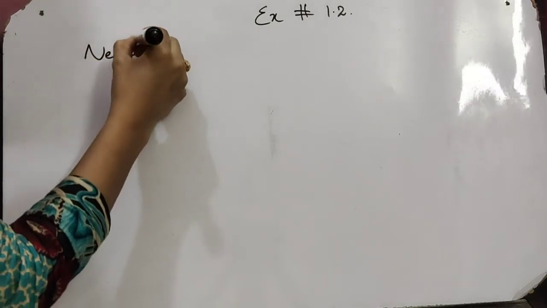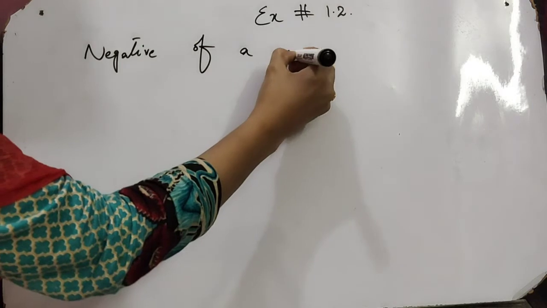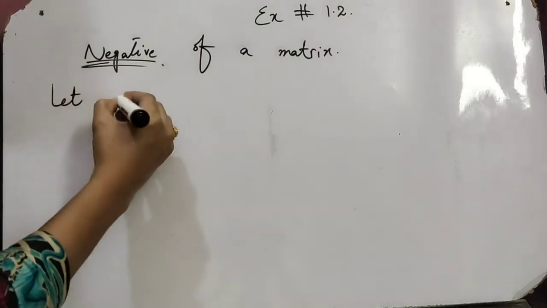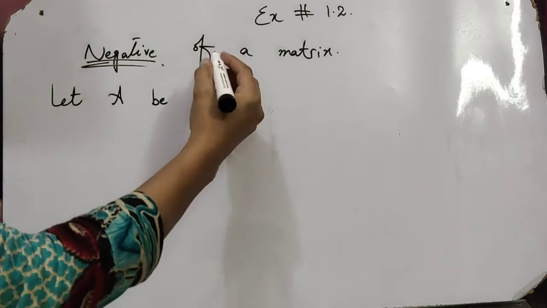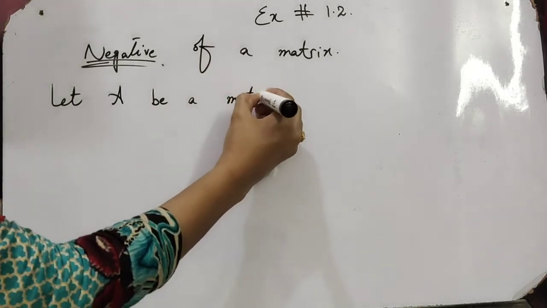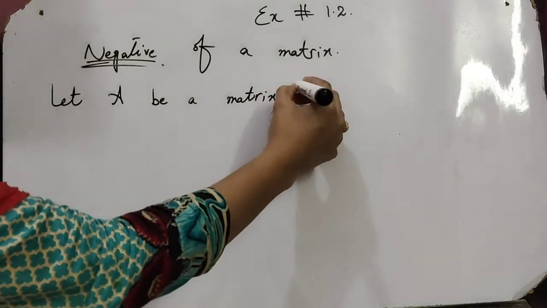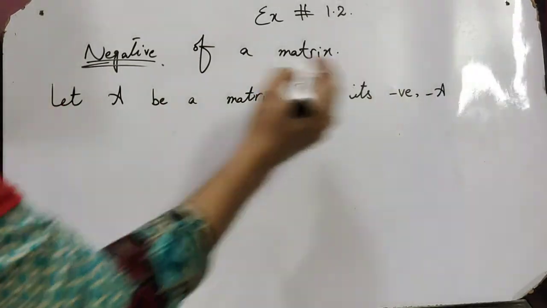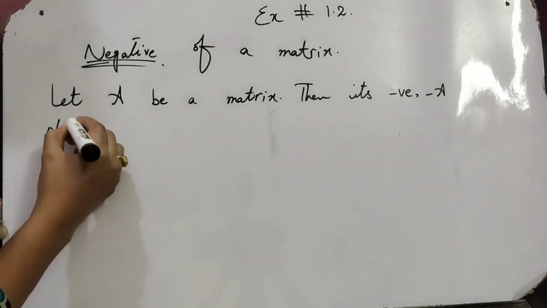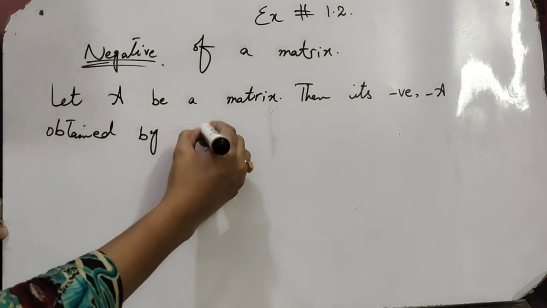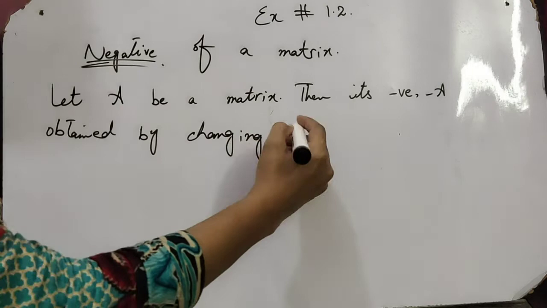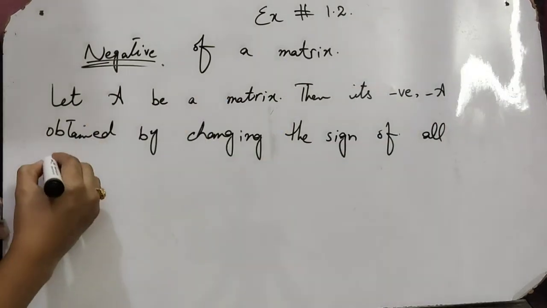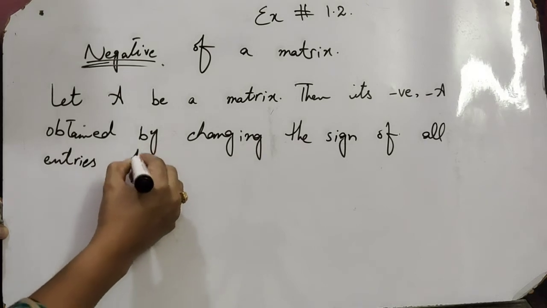Negative of a matrix. Let A be a matrix, then its negative, minus A, is obtained by changing the sign of all entries of A.